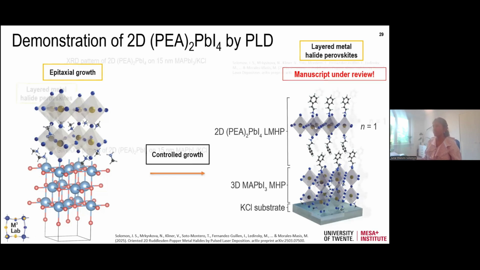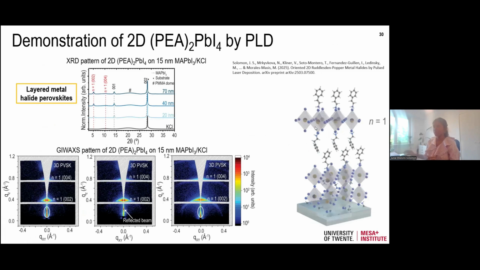But as a sneak peek, maybe some results that I can share with you today. So for the films, we did XRD. So we again grew 3 different thicknesses of the 2D PEA2 lead iodide on top of a 15 nanometer epitaxial film on KCl. And in the XRD pattern, we see that we're clearly able to see the n equals 1 phase of the 2D layer, and also the underlying perovskite layer. So the red dotted line indicates the n equals 1 phase.